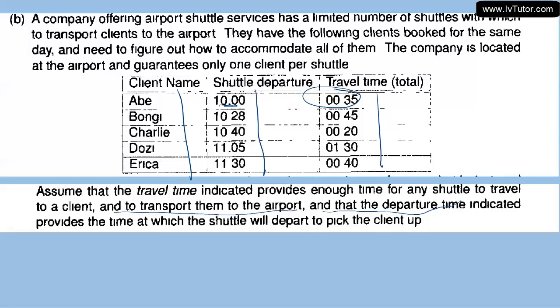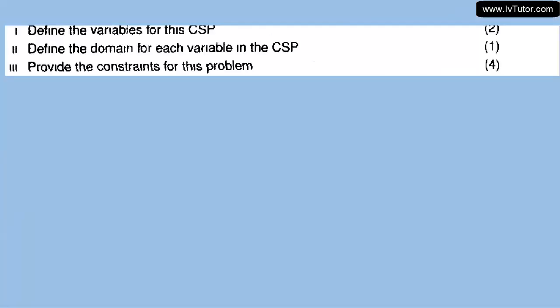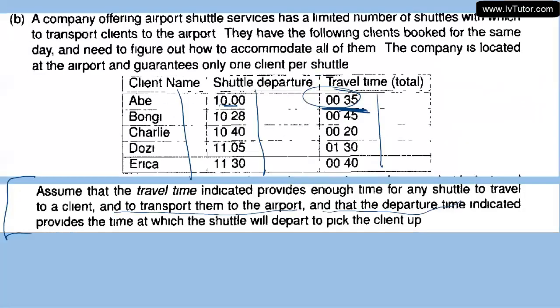Based on abstraction, what we are not considering is what happens when there's traffic. We are saying there is enough travel time included here for you to collect the client and come back. Okay. Now that we've seen that, let's look at the questions. Define the variables for this question. What do you think are the variables for this question?